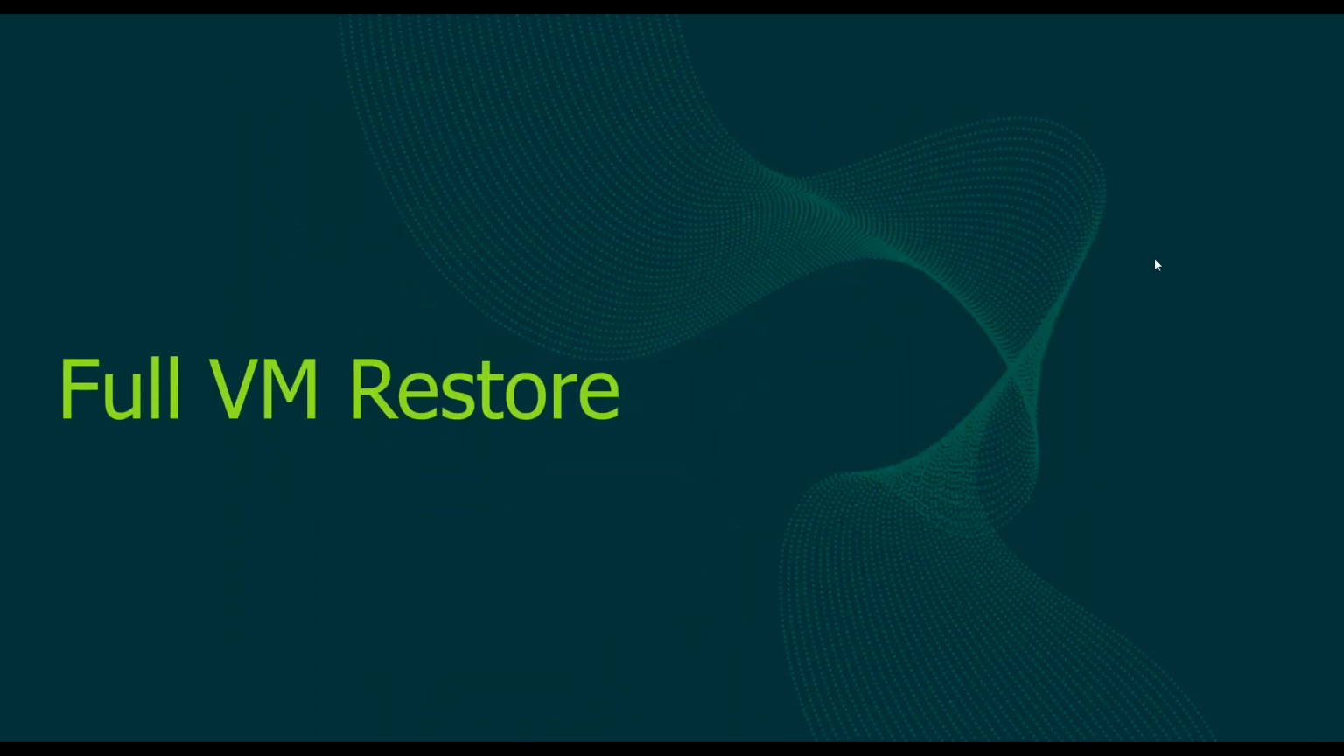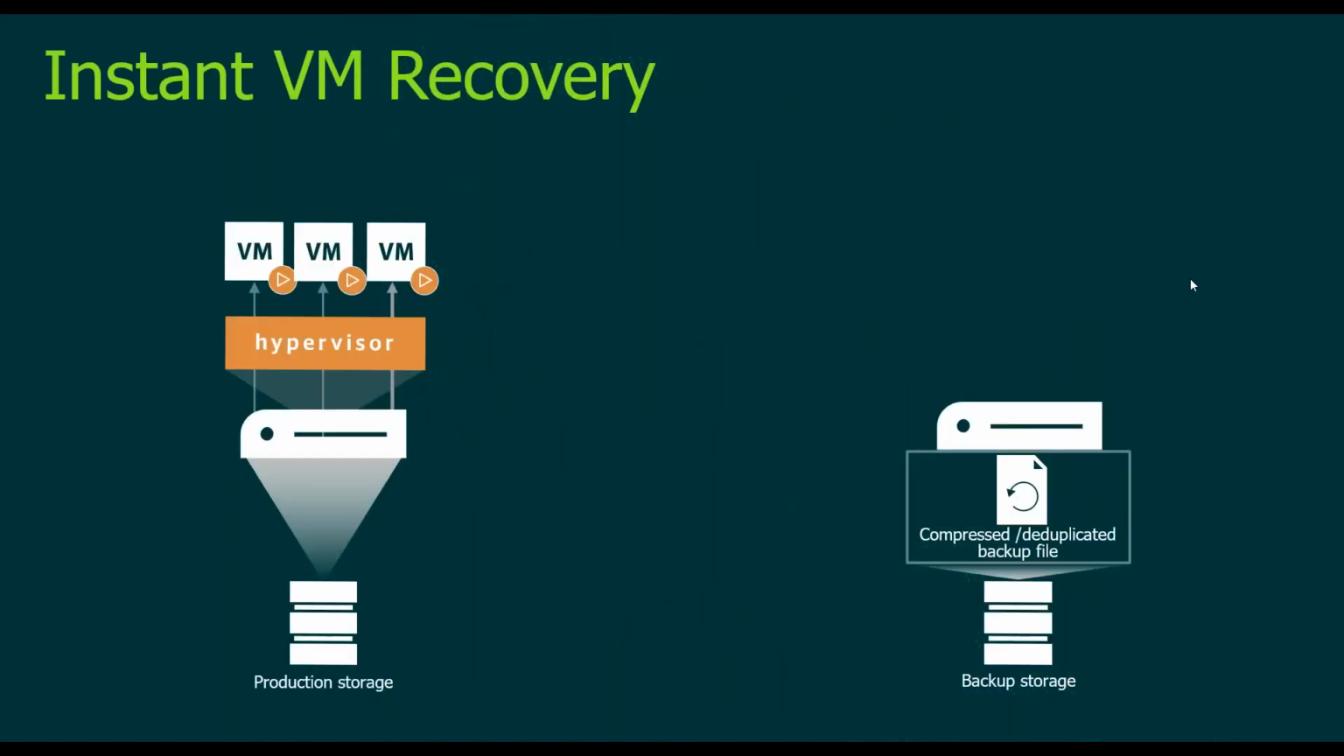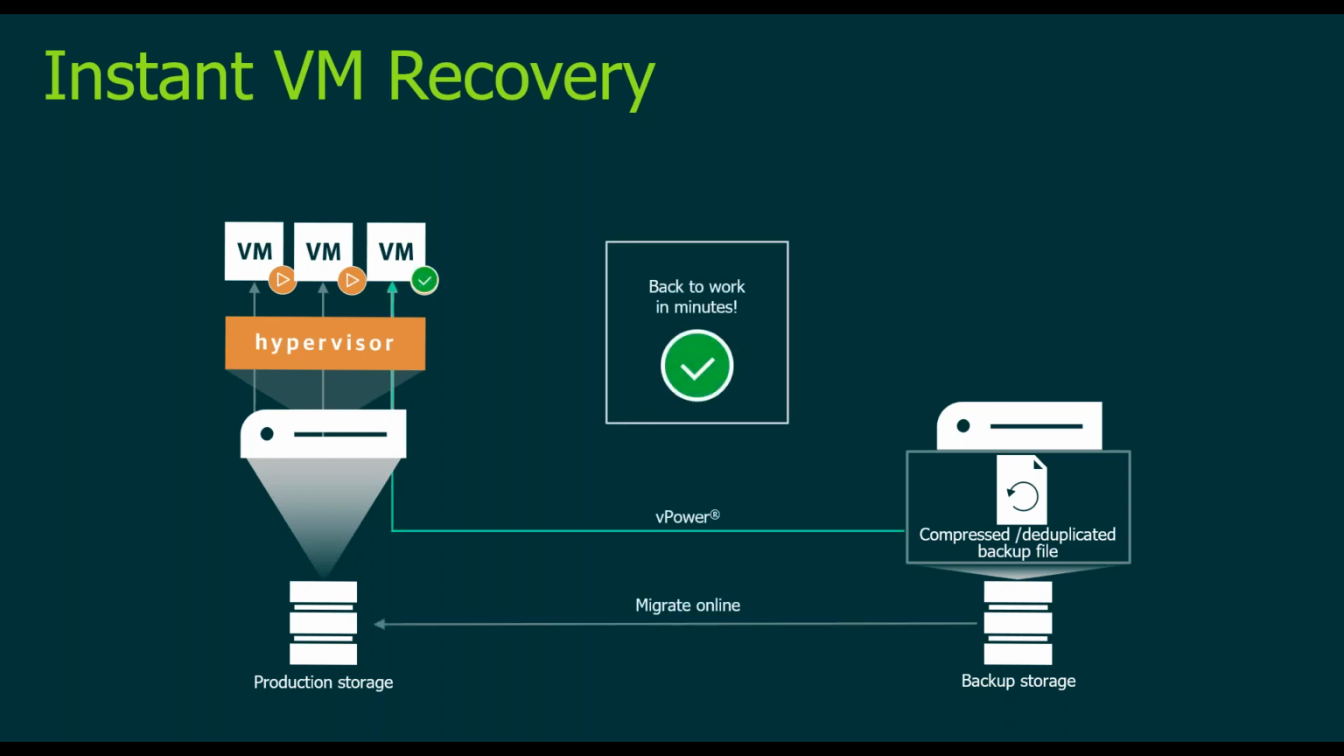We will start with the basic restore, which is the full VM restore. With the full VM restore, we have what we call instant VM recovery: VM recovery starting directly from the backup file. In this process, we will not transfer the disks from the backup storage to the production storage, then register the machine. Instead, we will start the machine directly from the compressed and deduplicated backup file in the repository.